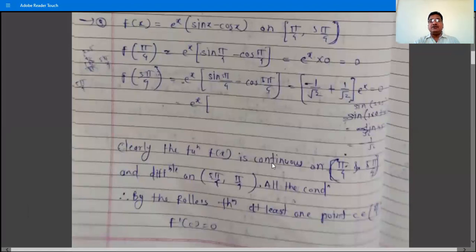And clearly this function f(x) is continuous on the closed interval [pi by 4, 5 pi by 4], and differentiable on the open interval (pi by 4, 5 pi by 4).